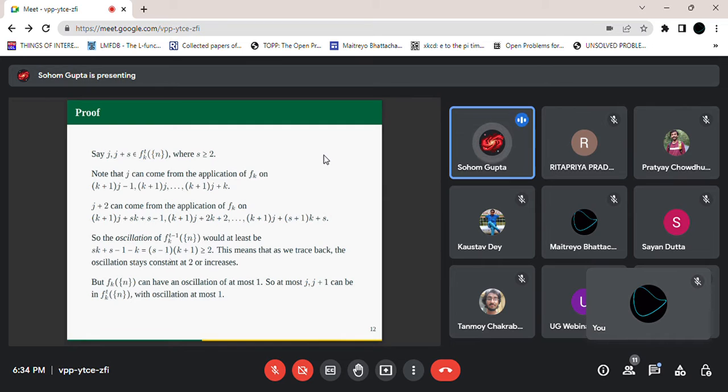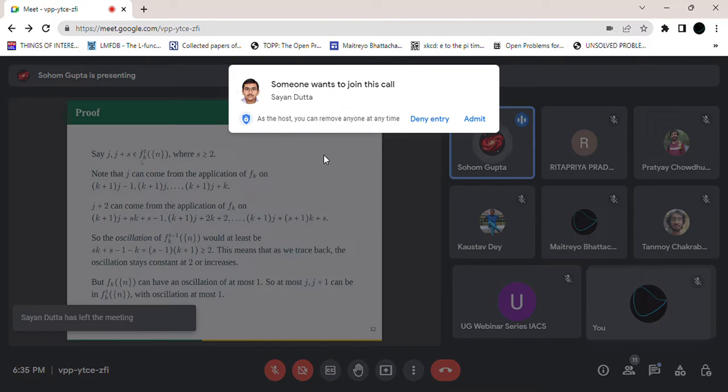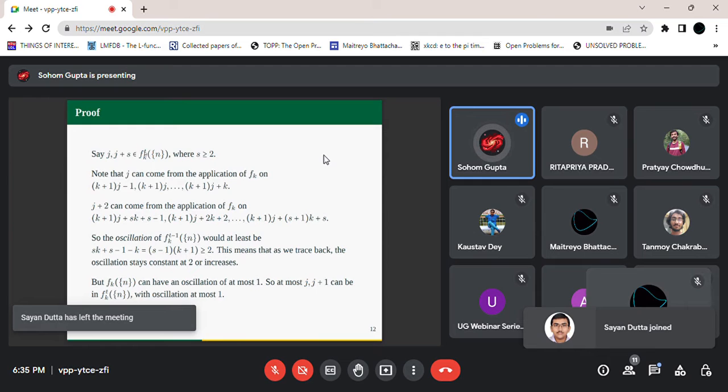We not only have a bound that the oscillation of the fk t minus 1 composition is greater than or equal to 2, we can also say it's greater than or equal to s, which was our oscillation of fk composed t times. So basically, if something which is greater than or equal to 2 exists in fk composed t times, then if we trace back our path, to what could be the pre-image, we could see that the pre-image has to have at least an oscillation greater than s.